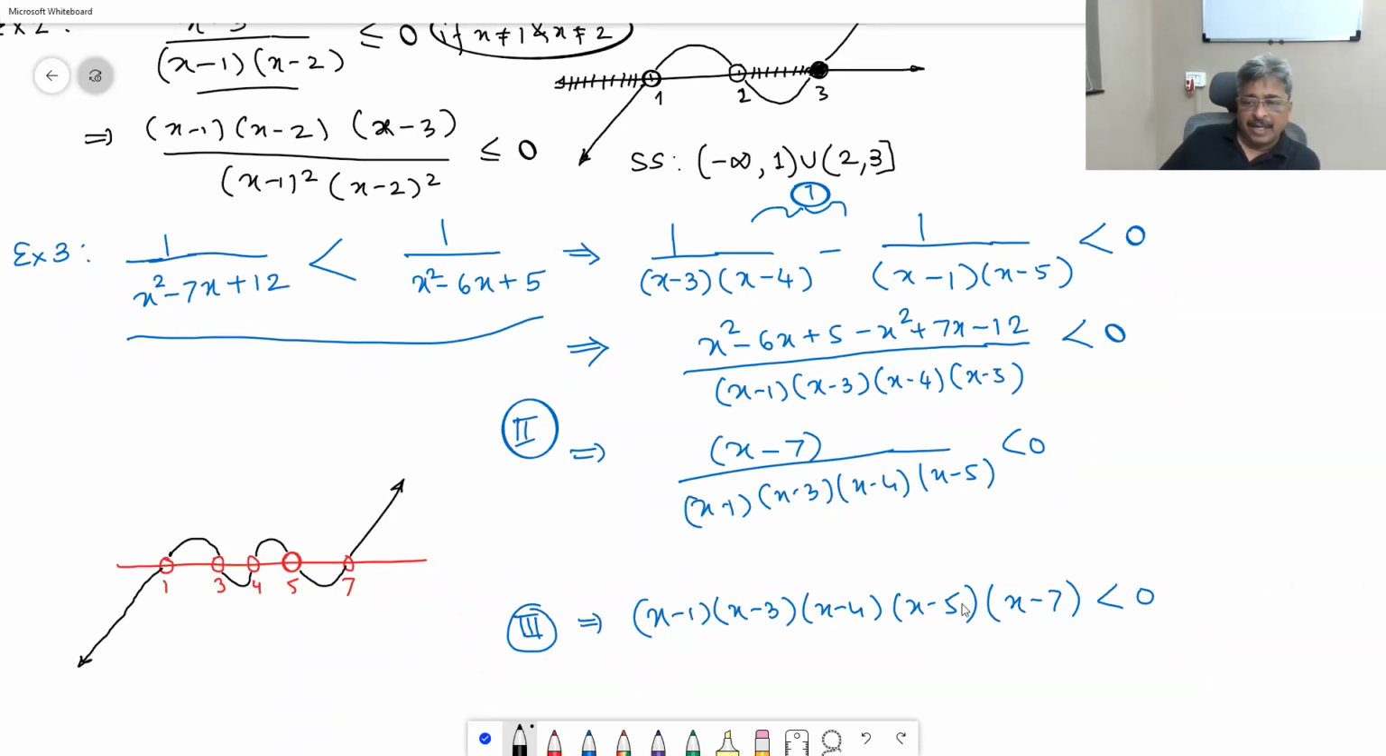As simple as that. And you are interested in less than. Therefore, this is the value of x you are interested in, this, and this. Therefore, the solution set is minus infinity to 1 open interval, union, 3 to 4 open interval, union, 5 to 7 open interval. Okay, so it's a 3-jump problem and hence a little difficult compared to earlier problems.